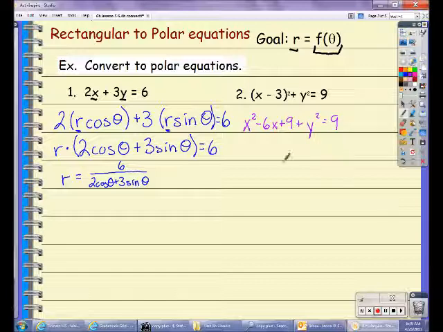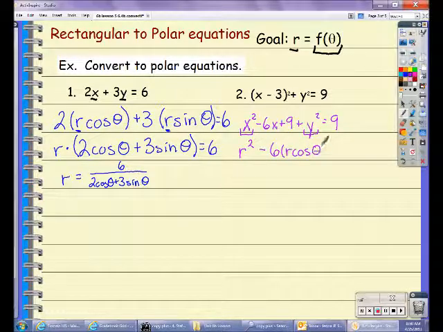From here, you should notice that you have some other possibility for substitution. You have an x squared and a y squared. You should know that x squared plus y squared is the same as r squared. Minus 6, oh, I still have another x. I don't want x, I want r and theta. So I substitute in r cosine theta. Plus 9 equals 9.